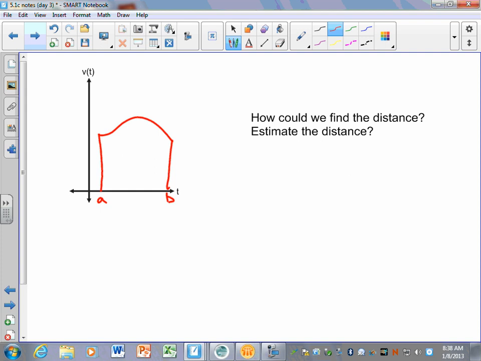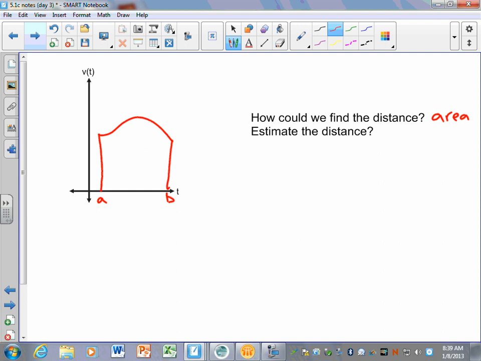So how could we find the distance here? It'd be really great if we could find the area of it. Do we know how to find the area of something like this? Do we have any geometric formulas that match that? No. We want to find the area. We'll get to how we could do that exactly. What we're going to spend the next few days on is estimating the area.